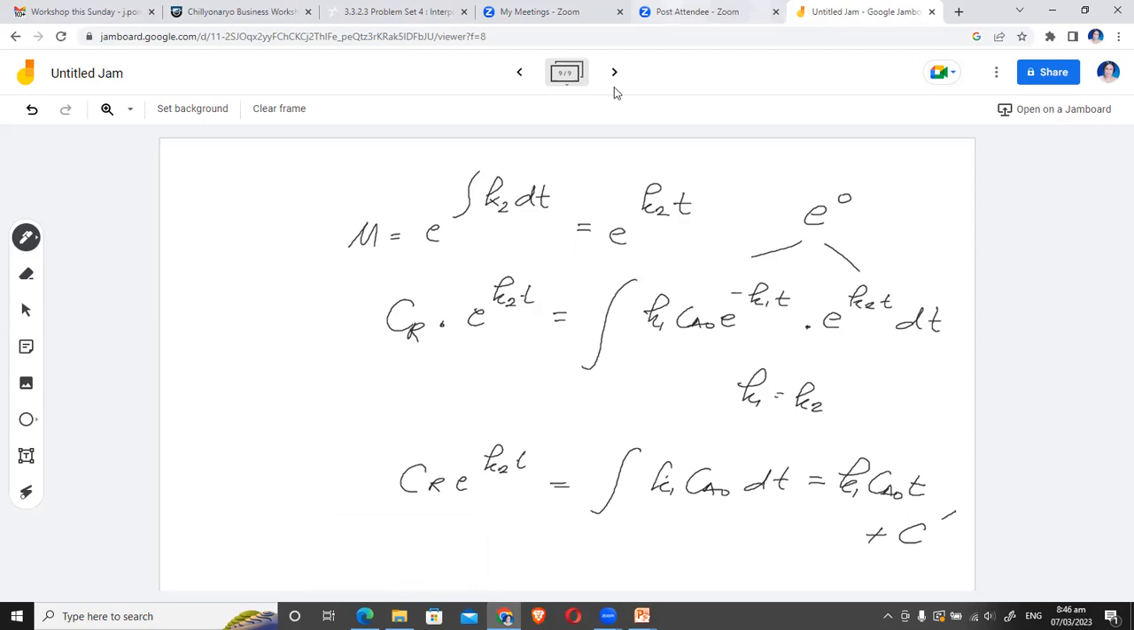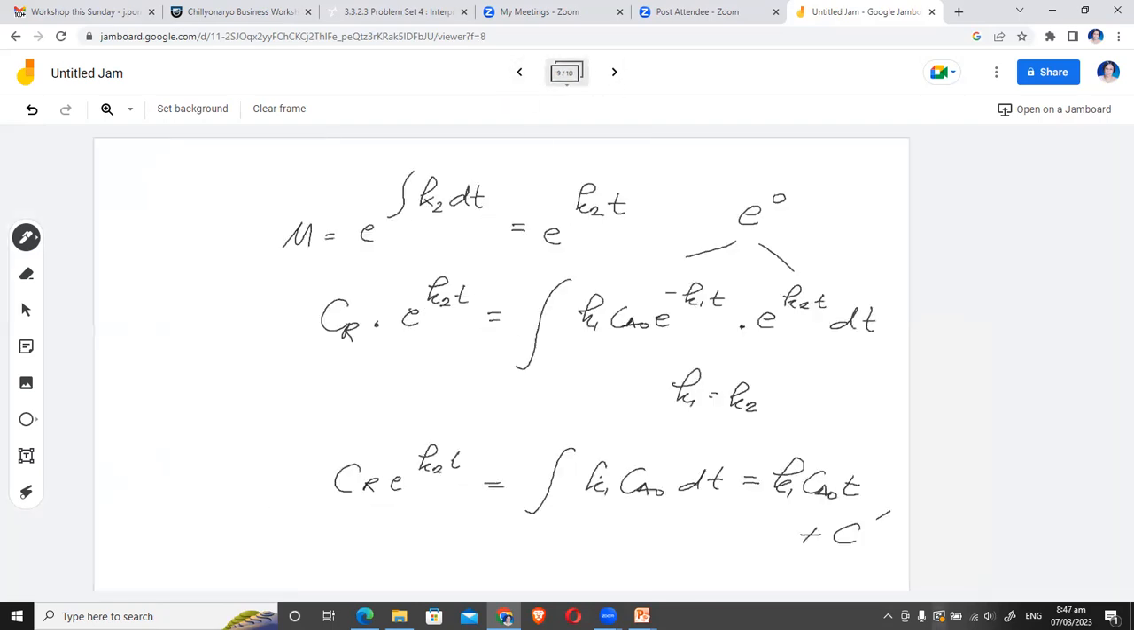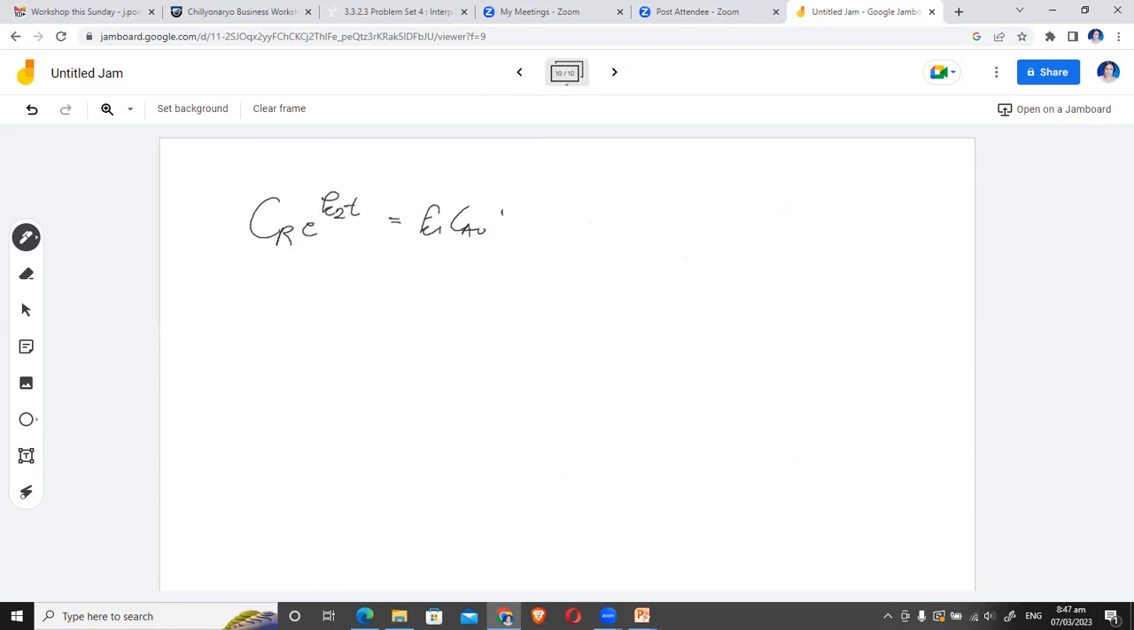So I'll rewrite that expression. C sub r e raised to k sub 2 t is equal to k sub 1 CAO t plus the C prime. How do we find the C prime? Anybody who has a suggestion? How do we find the constant of integration C prime?